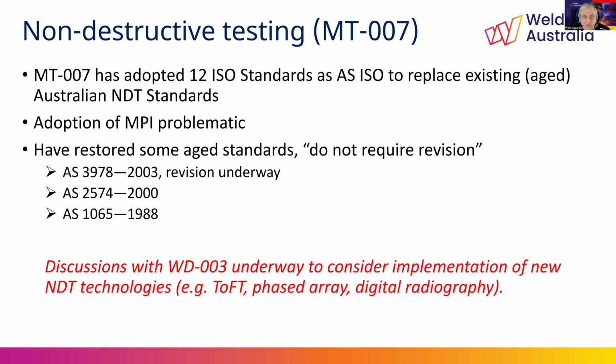Now, MT007 is in discussion with WD3 to consider the adoption of, in some suitable form, standards covering phased array, ultrasonics, time of flight, and digital radiography in due course. So some of that may happen whilst the revision of 1665 is underway, because some of those standards will be relevant to that for the welding of aluminium.